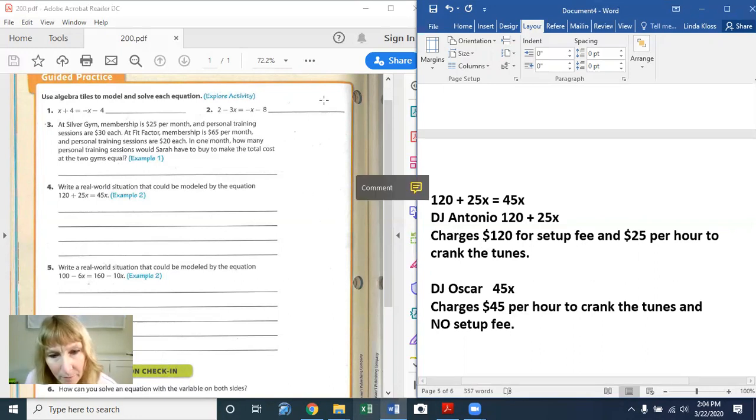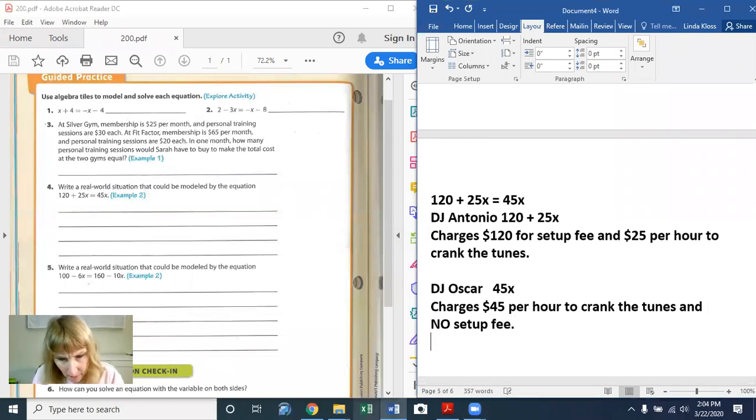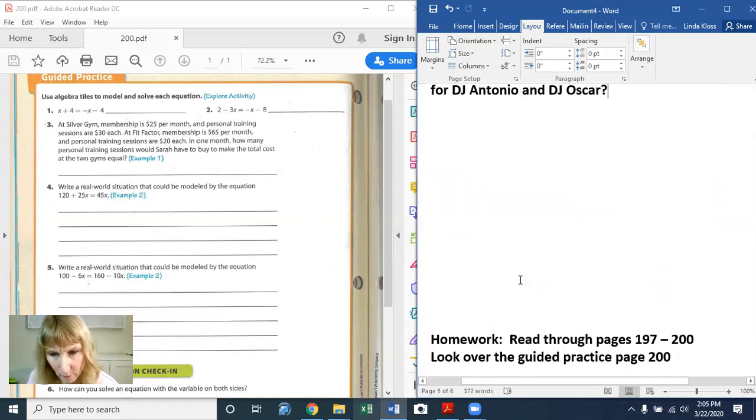However, since we want these two to be equal to each other, we're going to ask the question: after how many hours will the costs be equal for DJ Antonio and DJ Oscar? That is a real world problem that we could then solve. And if we wanted to take it a step further, we could then solve for x. The problem isn't asking us to do that. If you'd like to do that on your own and solve for x for some extra practice, feel free to do that. Okay, and we'll go on to one more problem.